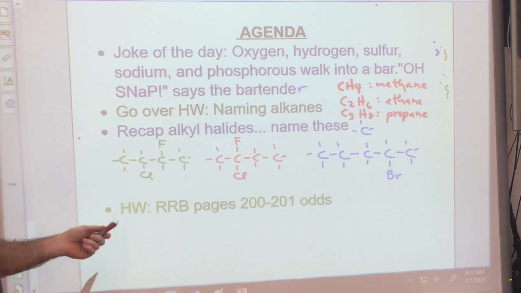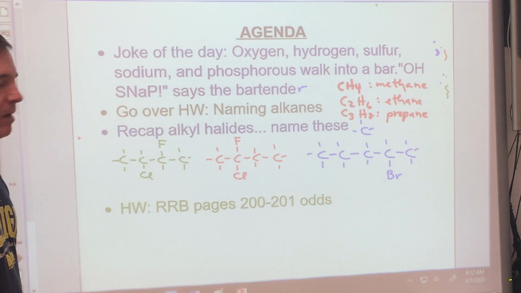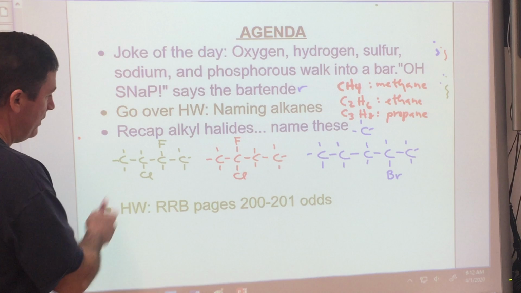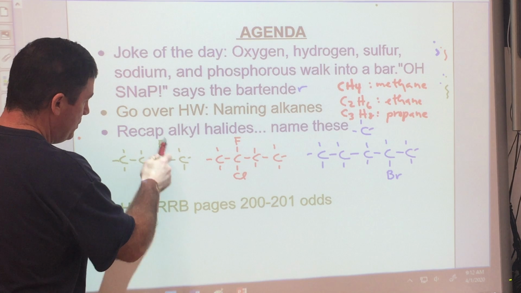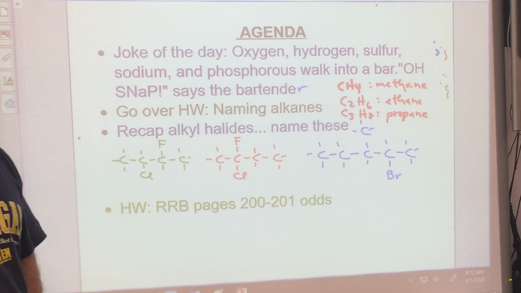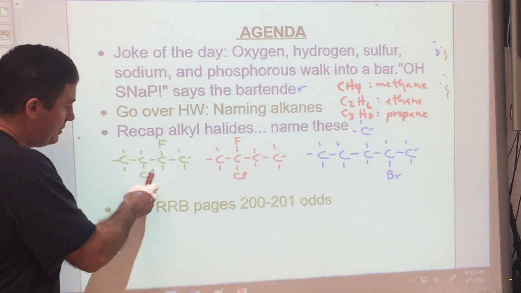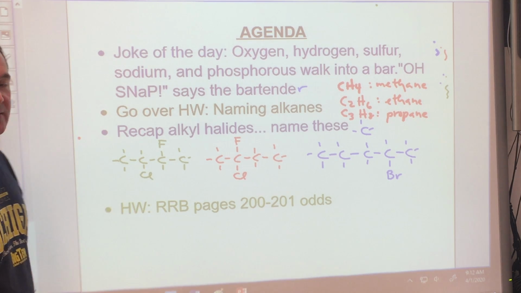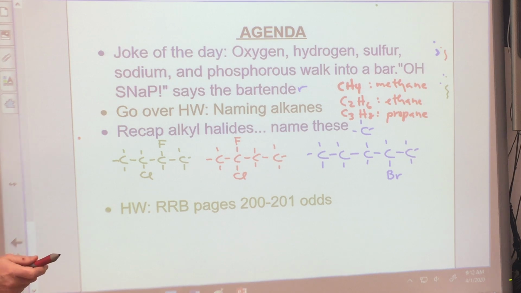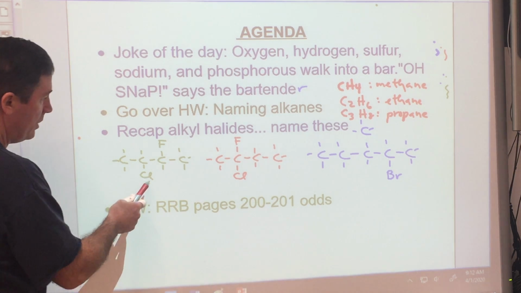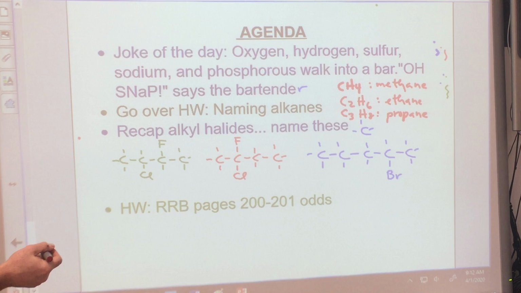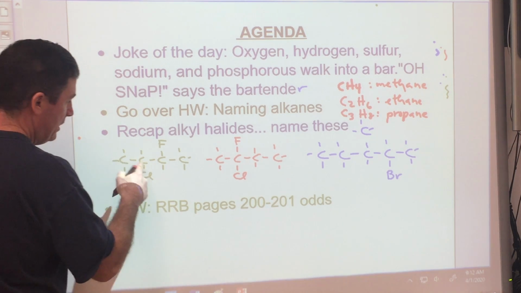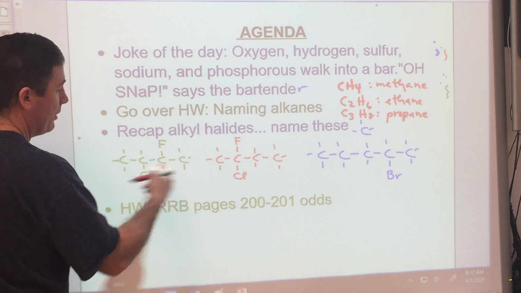Why don't you pause and see if you can name these. Remember, since these are substituent groups, those are groups that take the place of a hydrogen on the carbon chain. These substituent groups are going to have to be named in alphabetical order as well. So let's take a look at this one. We've got chlorine and fluorine, so the C comes first. So it's also going to determine what my numbering is.